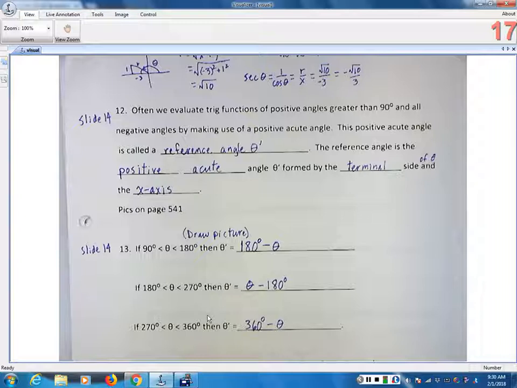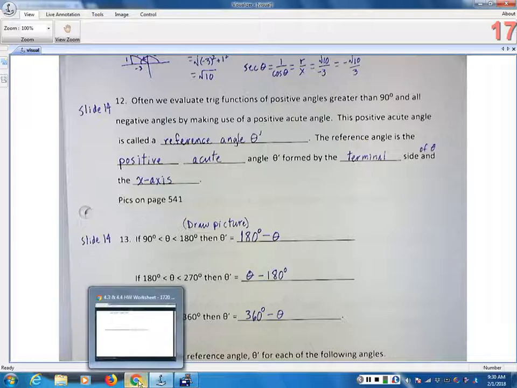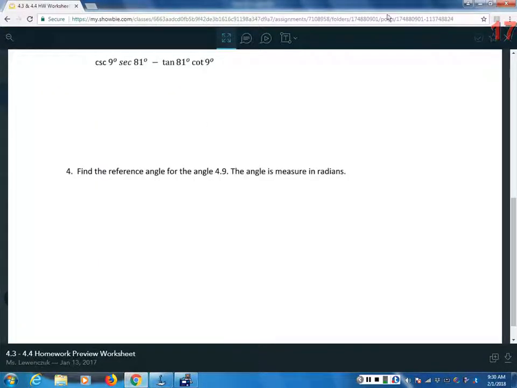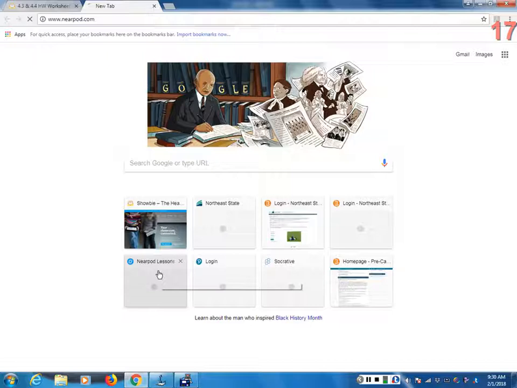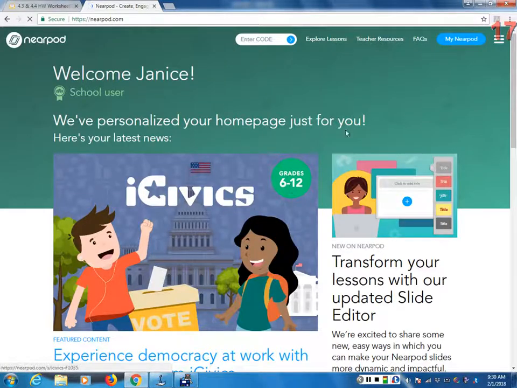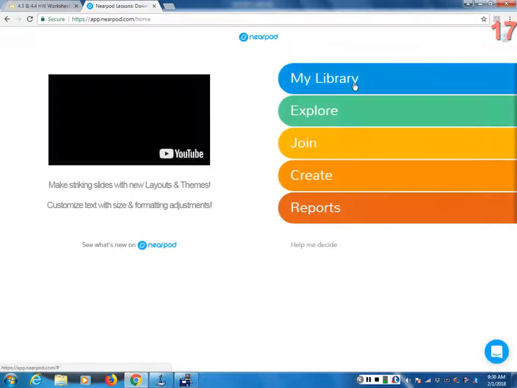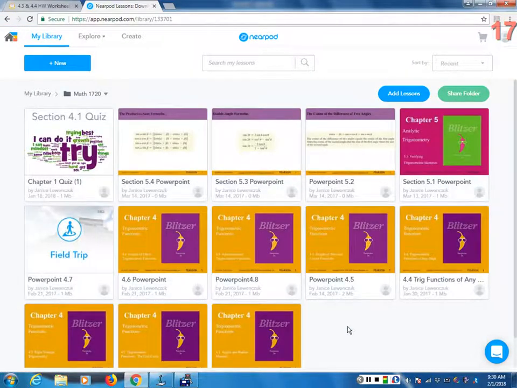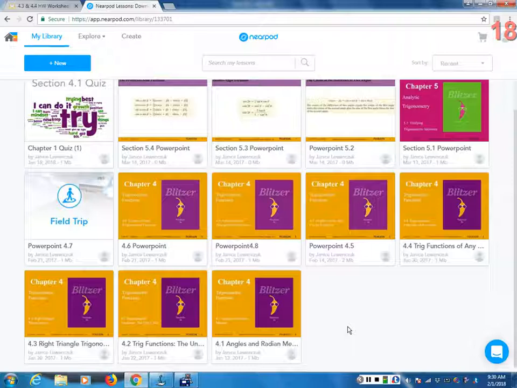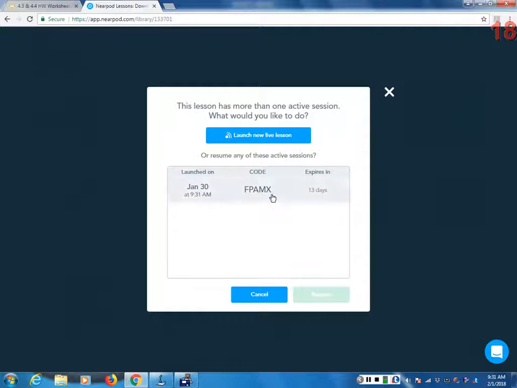Reference angles. And here's, we're going to draw, oh, I have a slide. Let's bring the slideshow up. I'm just going to bring up the Nearpod here, just to project the slides as we go. Visual stuff in this class helps. So, my Nearpod. My library. These don't have a lot of activities in them, but at least I'm displaying the 4.4.5 lesson. We will use that one.